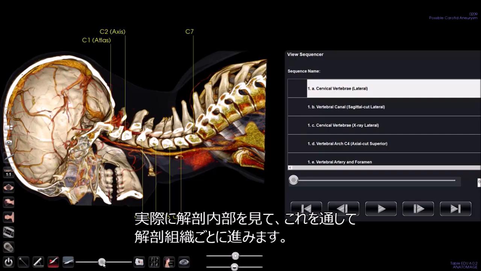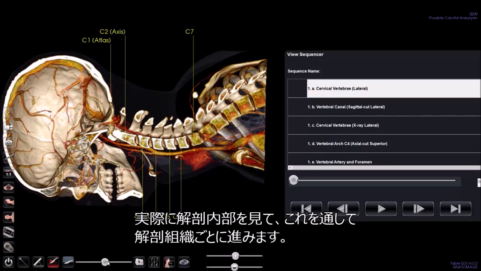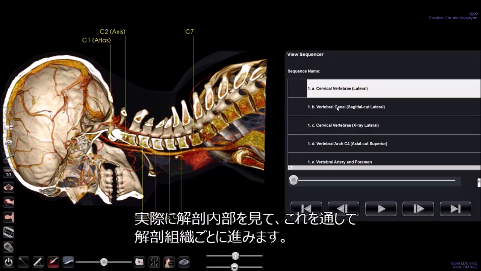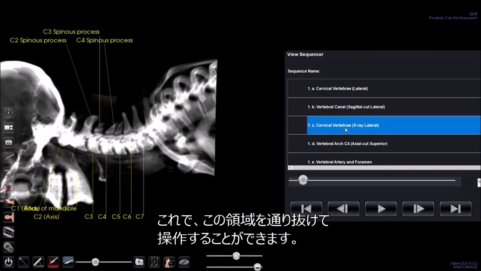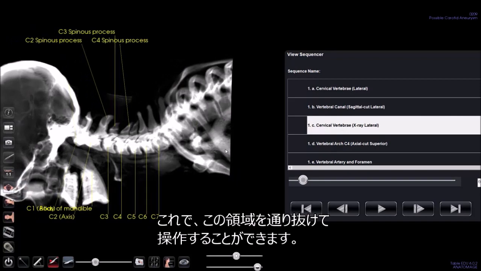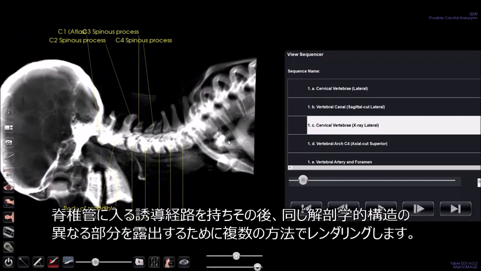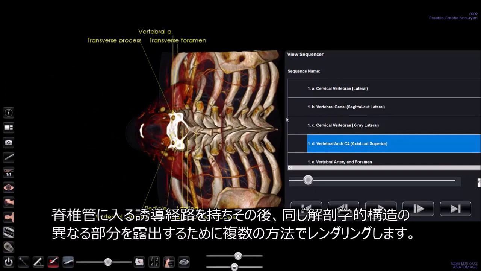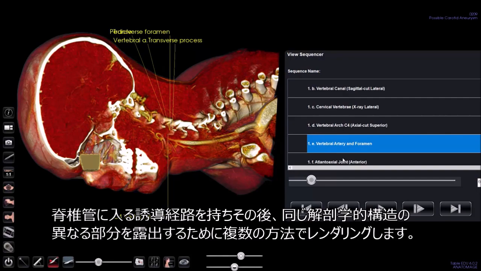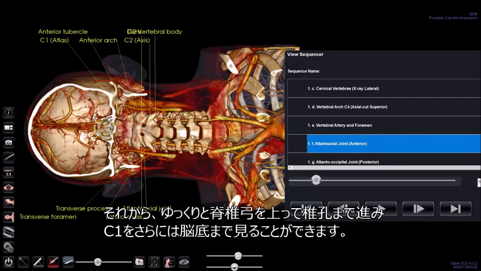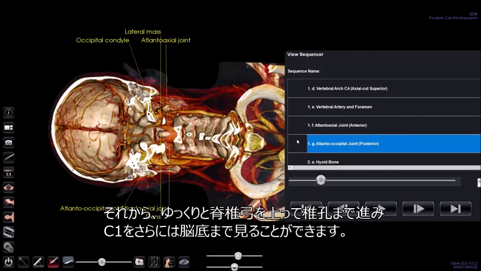Now, we're going to walk through this region, and we still can fully manipulate it, but we have a guided pathway to be able to go into the vertebral canal and then be able to render this same scan in multiple ways to expose different pieces of the anatomy. Then slowly we can make our way up the vertebral arch into the vertebral foramen, and then looking at the C1 and even into the base of the brain.